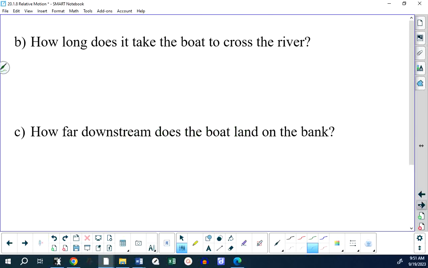How long does it take the boat to cross the river? Well, we're going to have to use speed equals distance over time. I'm going to go v, velocity equals displacement over time. And the displacement across the river, are we told the width of the river? 80. That's 80.